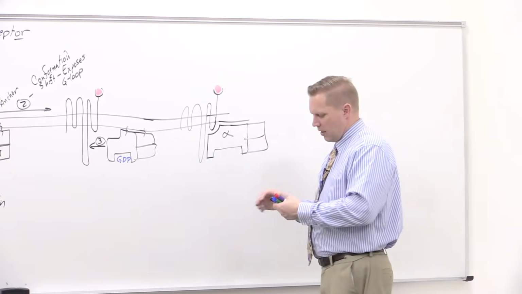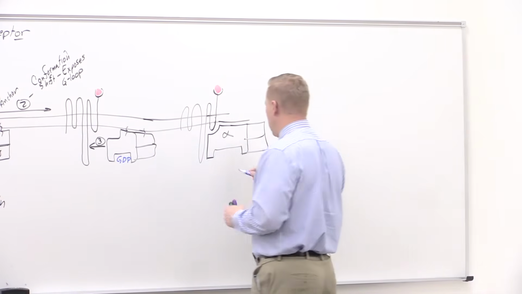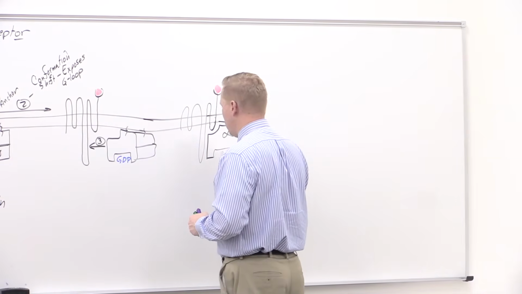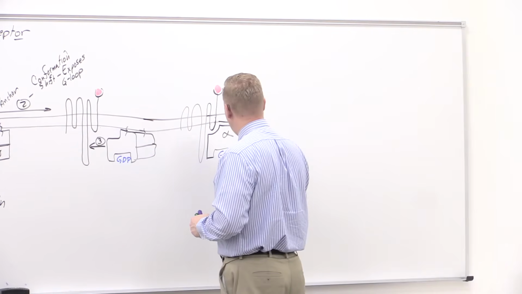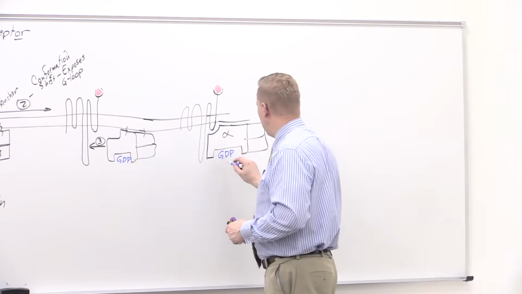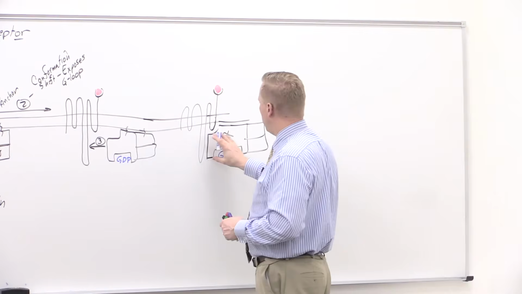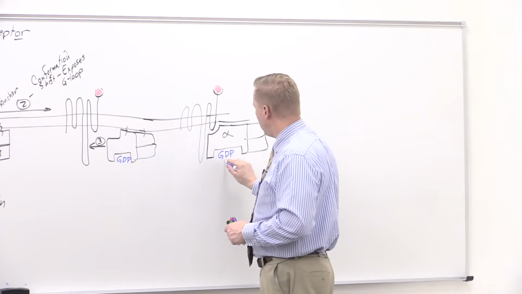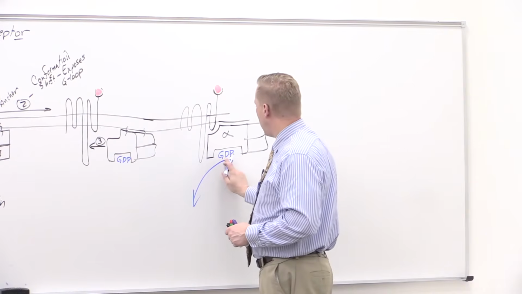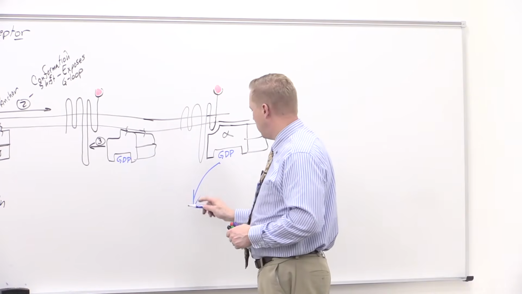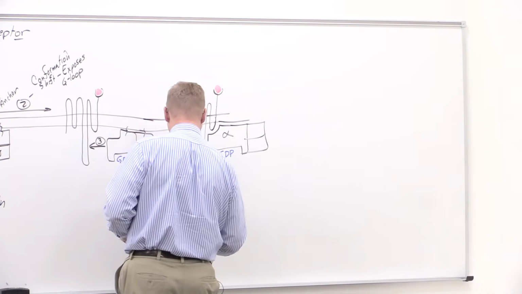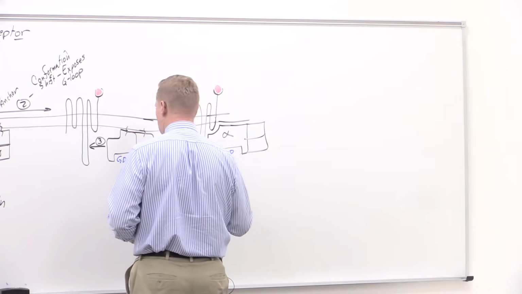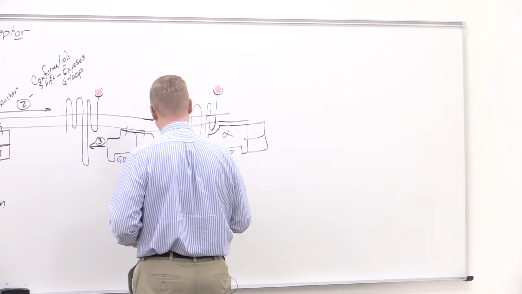So it now looks like this. Now what happens in this next step is that the GDP that was in here, in step 4, this G loop causes a slight conformational shift in the alpha protein, and so the GDP actually exits. So that is step 4.